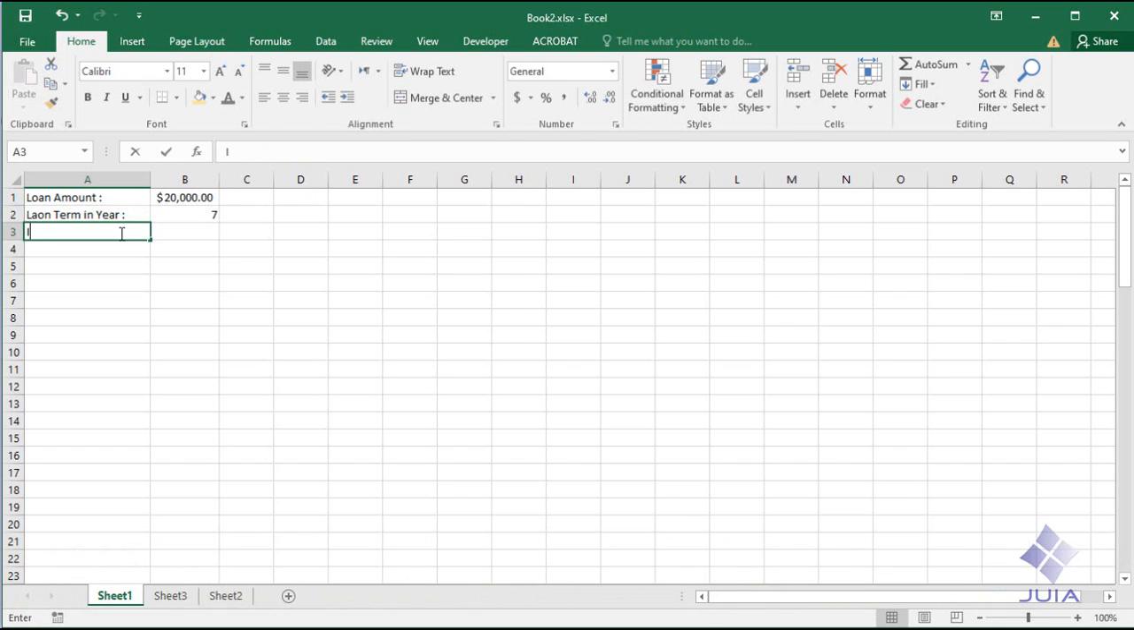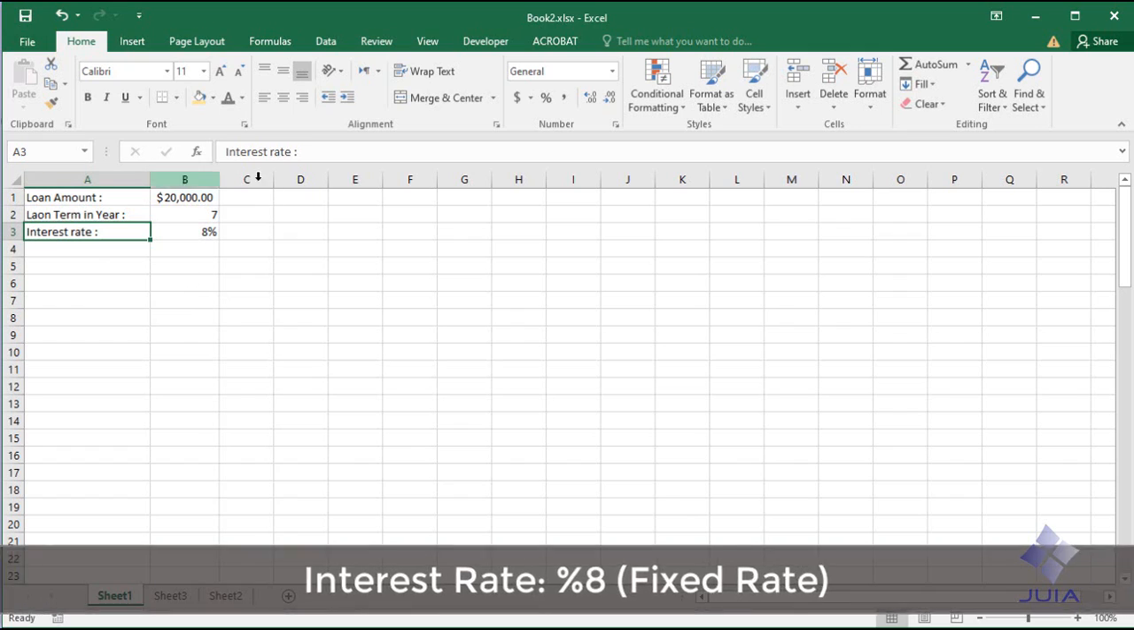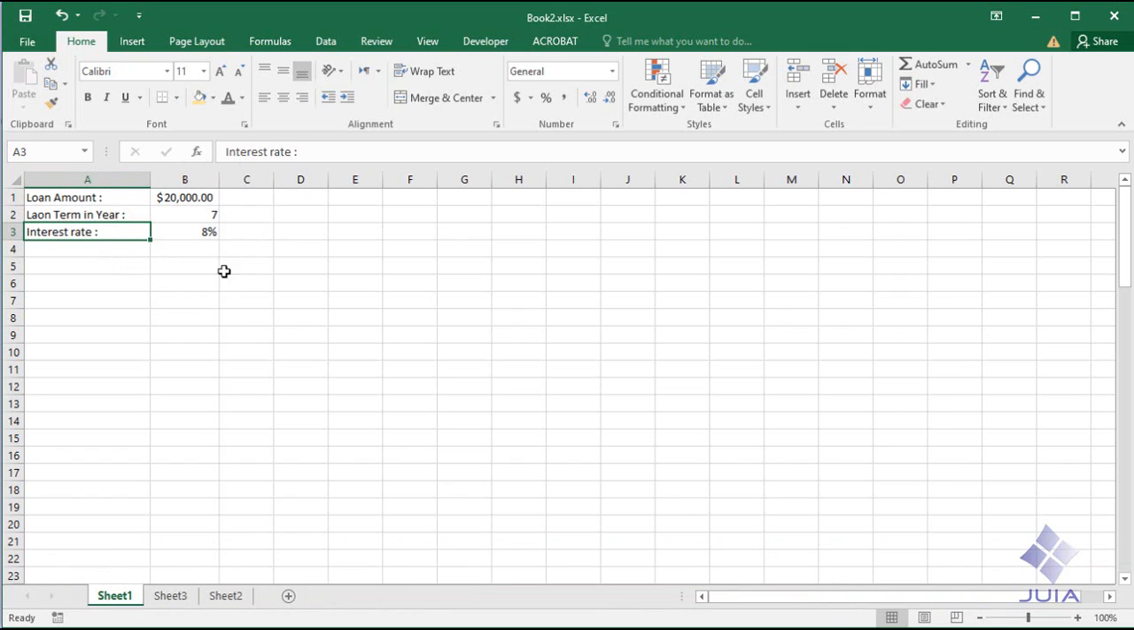And the next one is the interest rate. Here we assume that you're going to get an offer from a bank for a fixed interest rate. We change the format to percent, and here we assume that the bank is offering 8% as the annual interest rate. Okay, here are the input parameters. You want to find out how much your monthly payment is going to be.